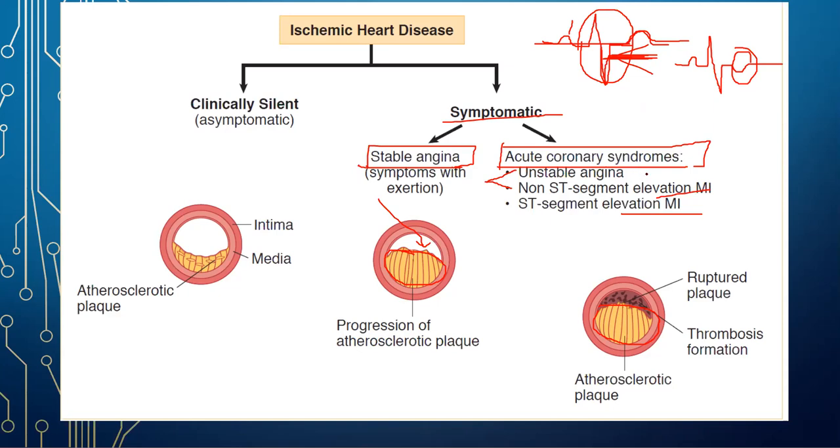Now, how do you differentiate between these two? If you do a troponin and troponin is elevated, that's MI. If troponin is negative, that's most likely unstable angina. Clear?